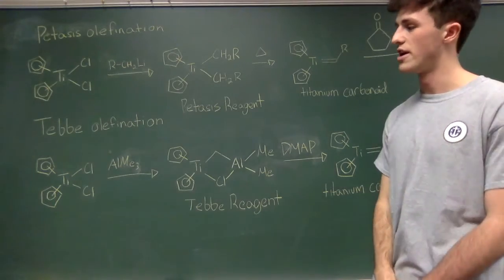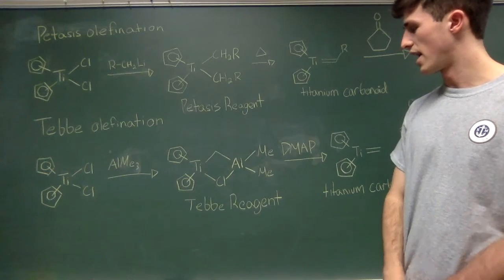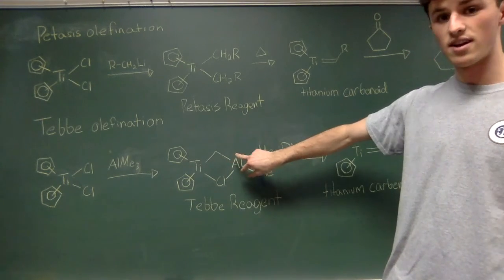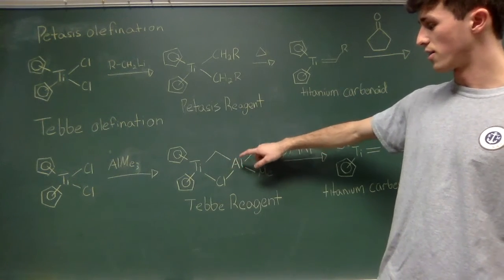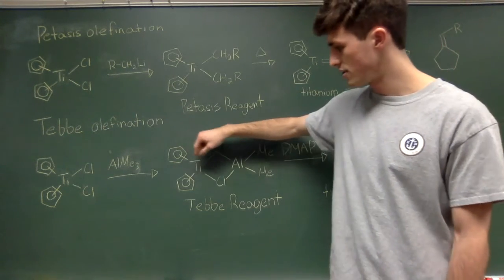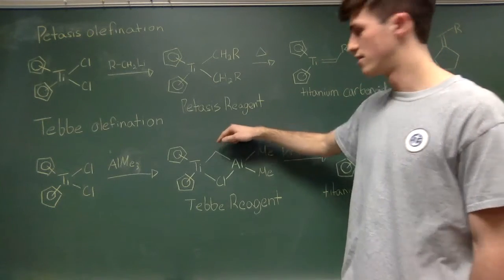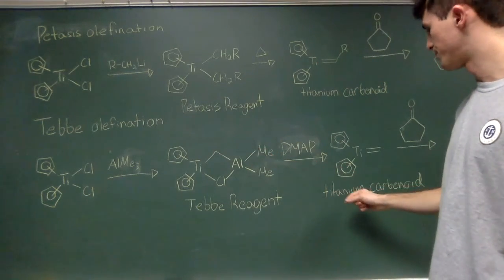With the Tebbe olefination, we start with the same starting material. The Tebbe reagent contains a second metal complex with aluminum, and one of the methyl groups attaches to titanium here. And this carbon will be added to our final product.